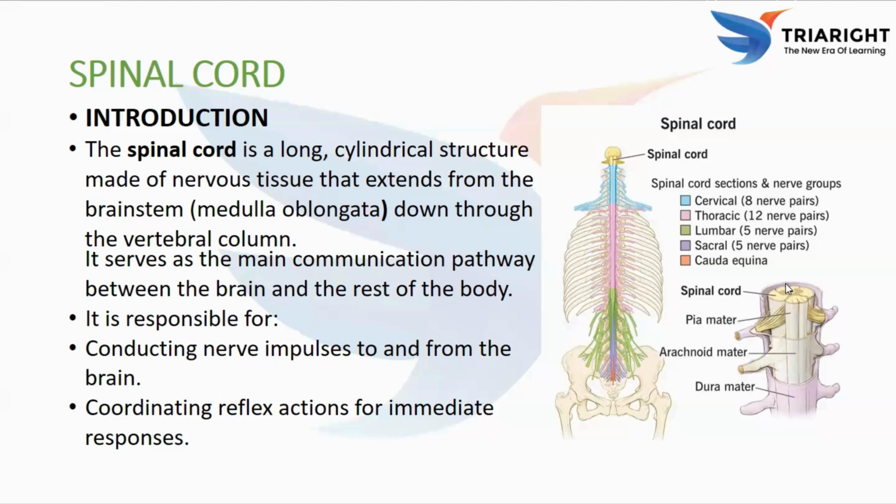So here you can see the picture of spinal cord. You can see the spinal cord sections and also the nerve groups. So what are the spinal cord sections? Cervical, thoracic, lumbar, sacral and cauda equina. These are all the spinal segments. Cervical, 8 nerve pairs, thoracic, 12 nerve pairs, lumbar, 5 nerve pairs, sacral, 5 nerve pairs and cauda equina. So what are the protective layers called meninges? Pia mater, arachnoid mater and also the dura mater. These are called the protective layers of the spinal cord.